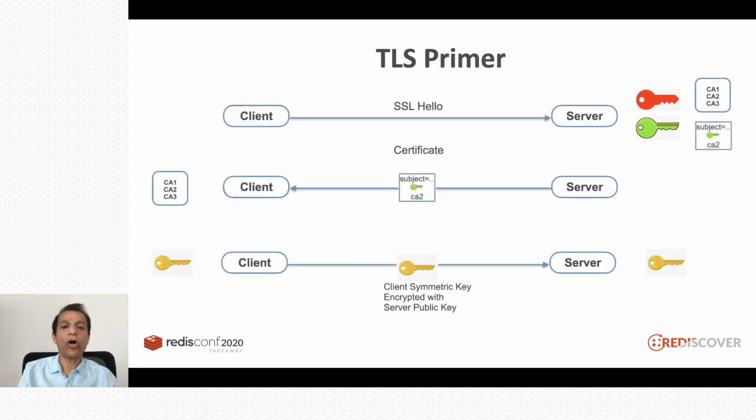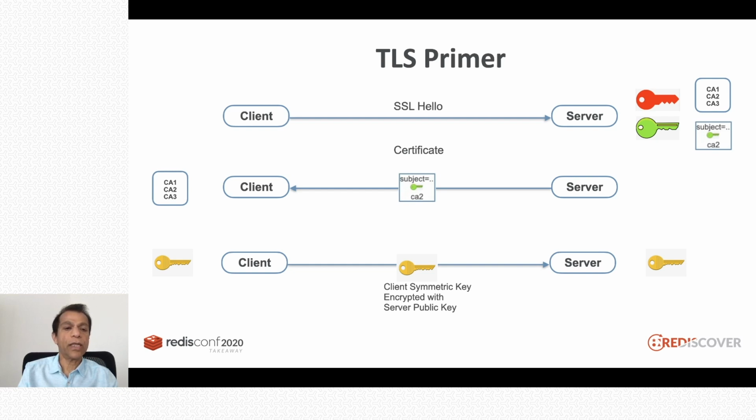When client talks to a TLS-enabled server, it sends an SSL hello. On the server side, there is a private key in red and public key in green. There's a list of certificate authorities that server trusts, and server has pre-created a certificate that contains its own subject, its public key, and a certificate authority that signed that certificate. So server sends back the certificate to the client.